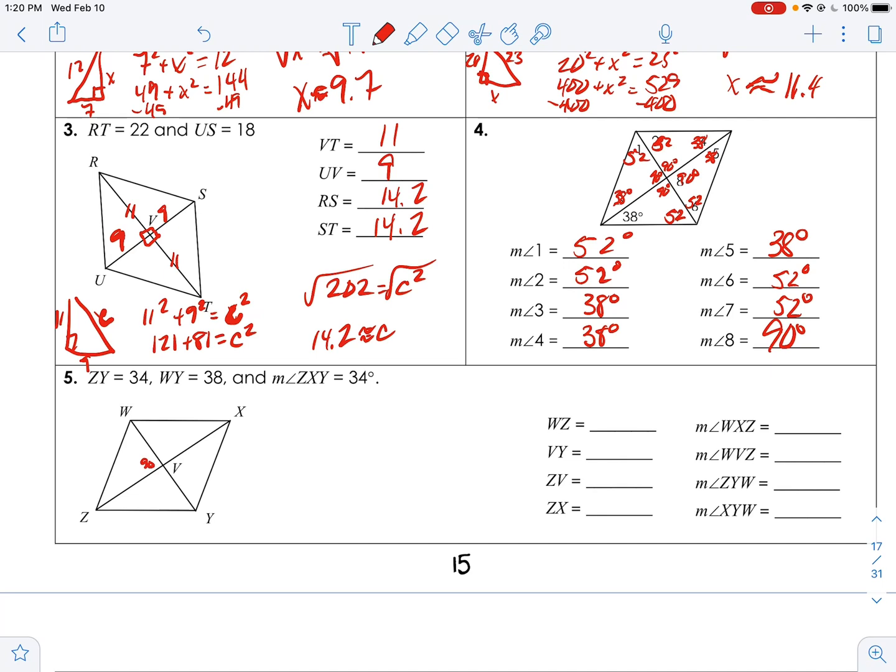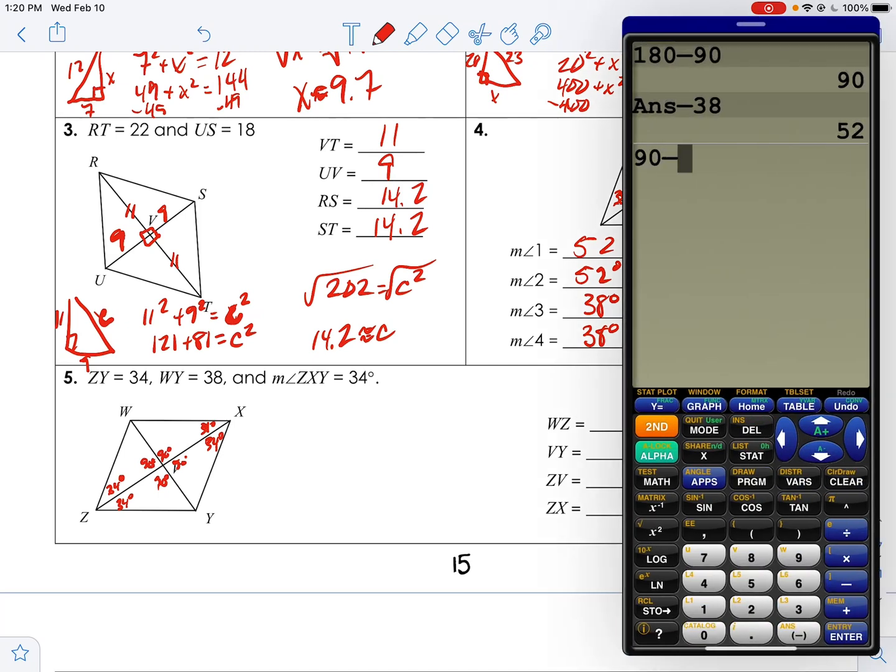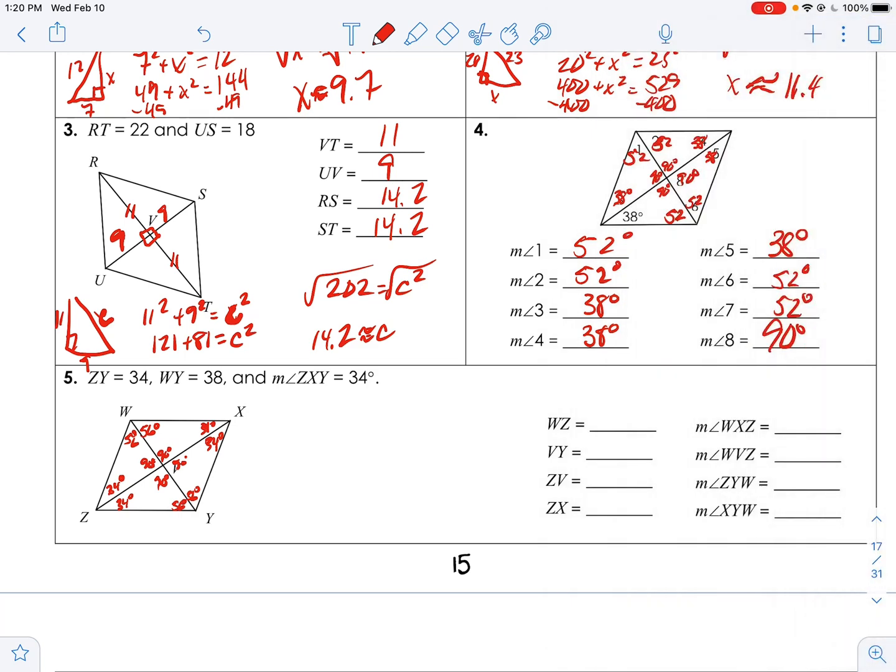Number 5's got sides and degrees in it. I already know that this is 90 degrees, and that's 90 degrees, and that's 90 degrees, and that's 90 degrees. Z to X to Y is 34. So I know you're 34. That means you're 34, and you're 34. So let's see, what's 90 minus 34? It's 56. 56, 56, 56. What do we got on distance? Z to Y is 34, so all of these are 34.